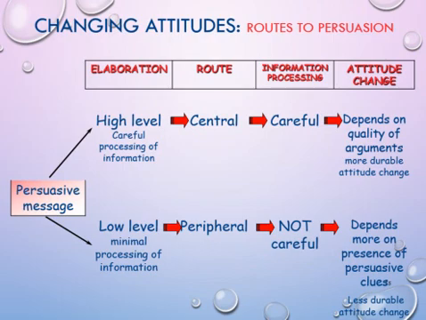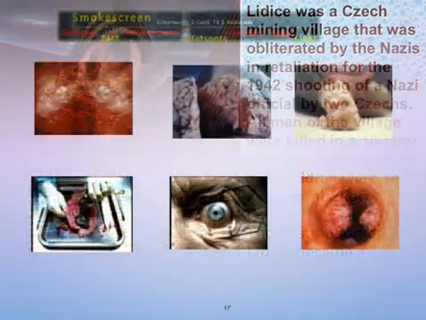Central route means that the people are affected by the strength of the argument, okay? And we need to understand that the issue has to be specific to us. That's it. I don't think that I need to say anything else here, but I will show you this example.